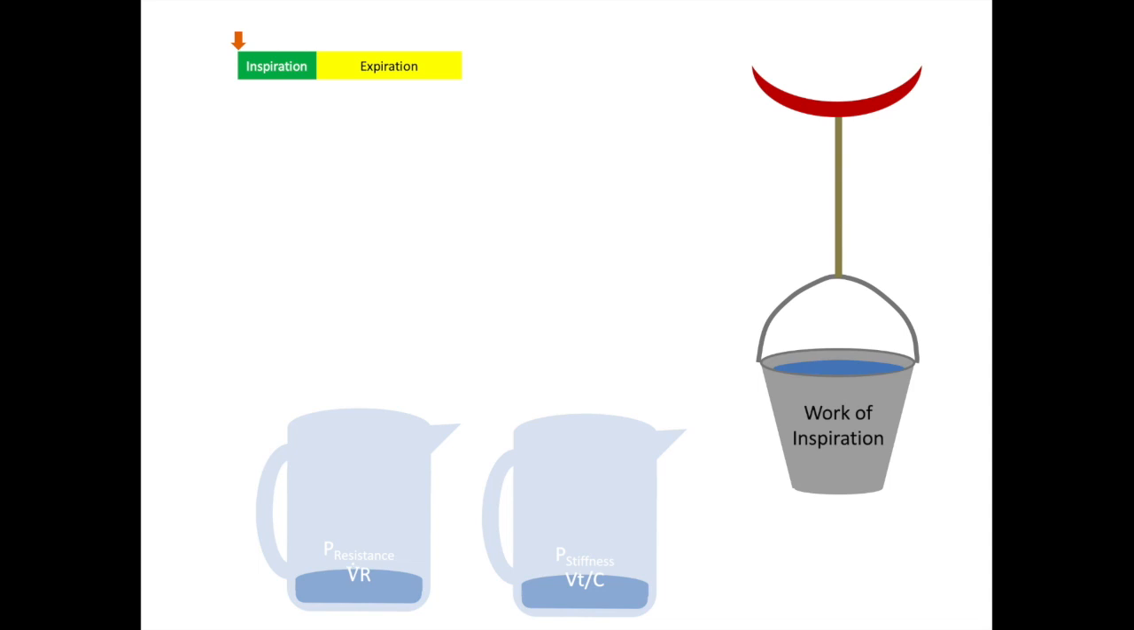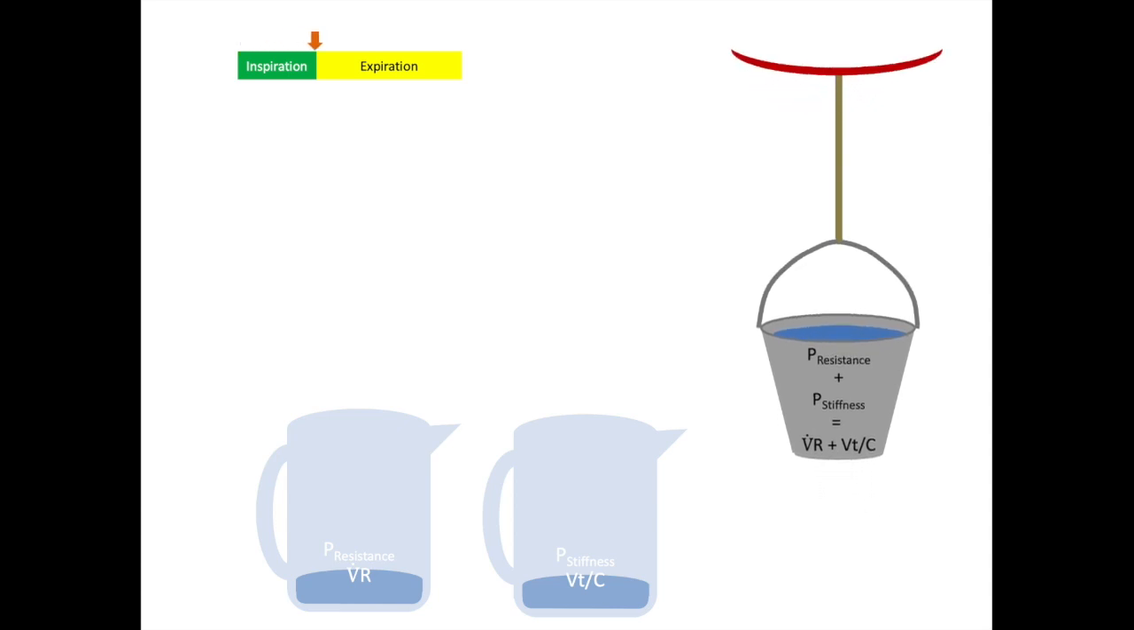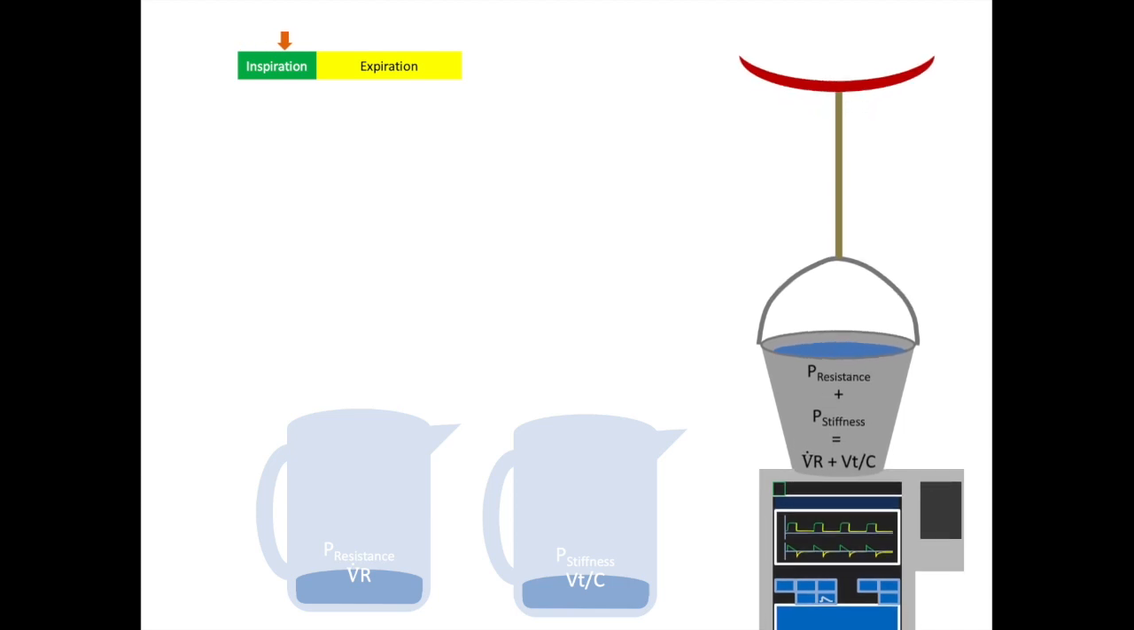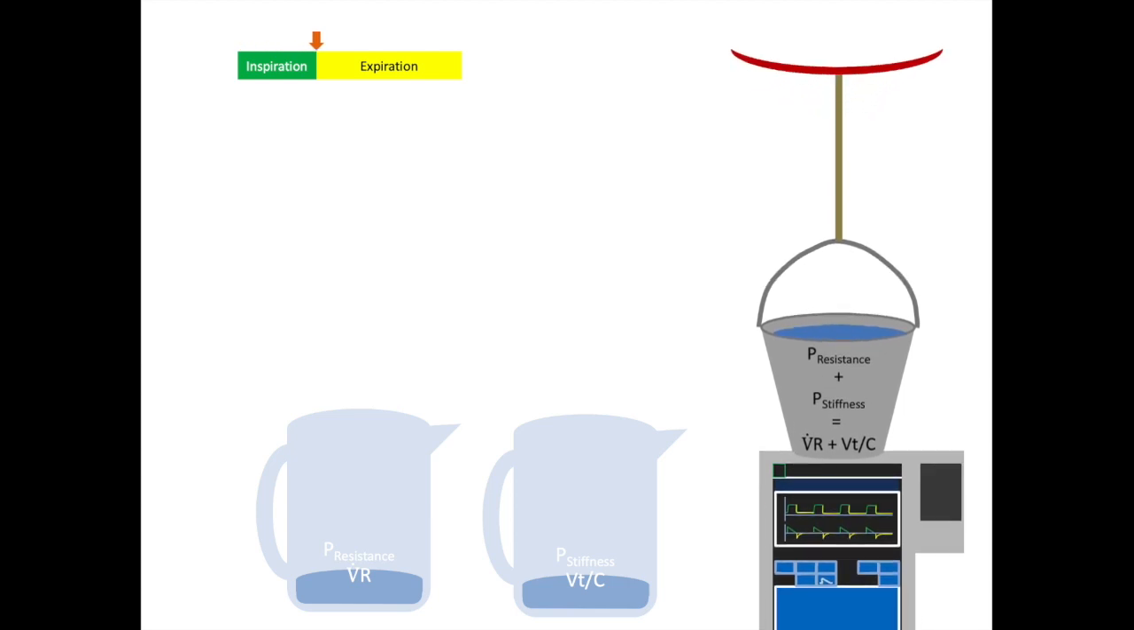So to put everything together, the work of inspiration is the same as that equation of motion that we talked about. The resistance pressure plus the stiffness pressure is equal to the flow times resistance plus the tidal volume over the compliance. The diaphragm flexes and pulls the bucket up. So the diaphragm is pulling in order to accomplish inspiration. On the other hand, the ventilator also helps with inspiration, but it's pushing up on the bucket. So the ventilator creates a push in order to push the bucket up, while at the same time the diaphragm is pulling in order to pull the bucket up.